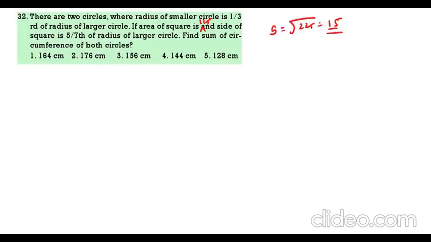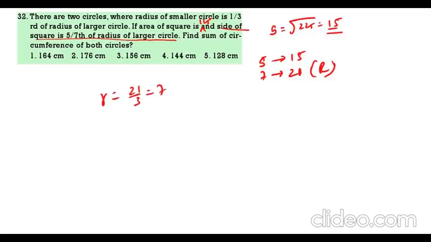There are two circles, radius of small circle is 1/3 of radius of large circle and the side of the square is 5 by 7th of radius of larger circle. That means 5 parts will be 15, 7 parts is 21. This is the radius of the bigger circle. Radius of the smaller circle, small r is 21 by 3, that is 7. So capital R is 21, small r is 7.